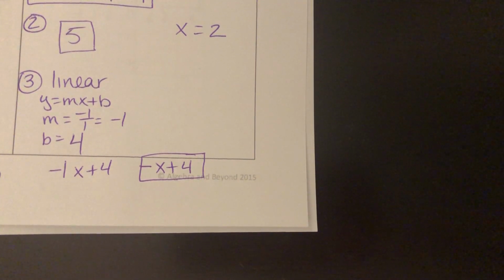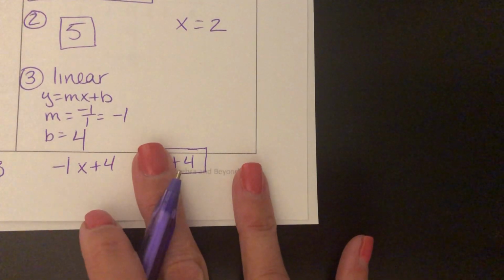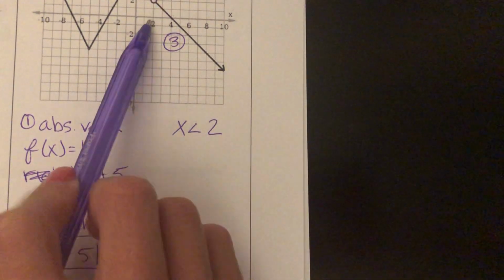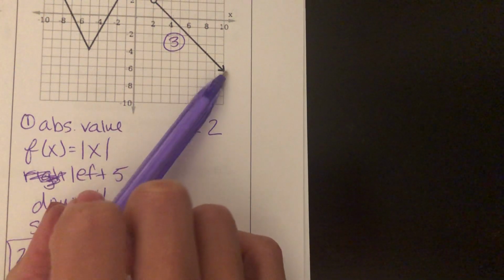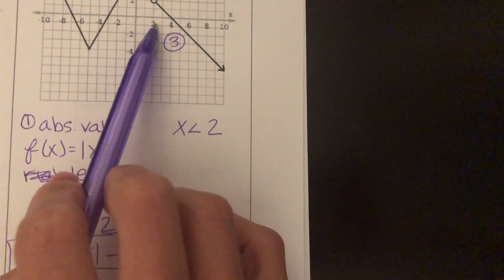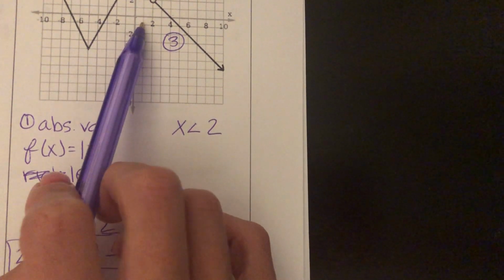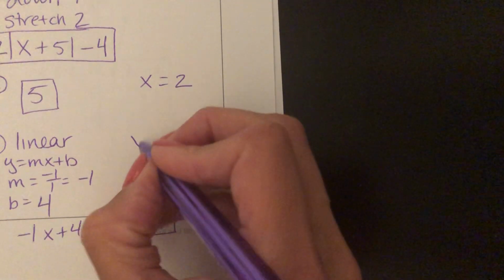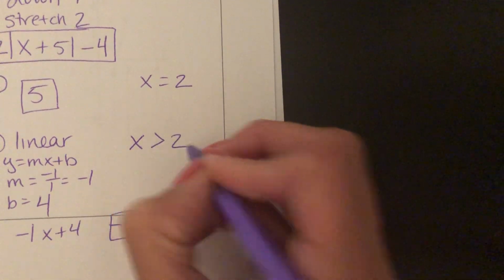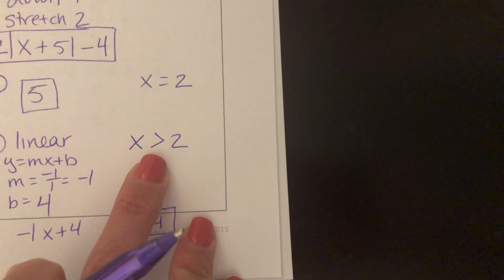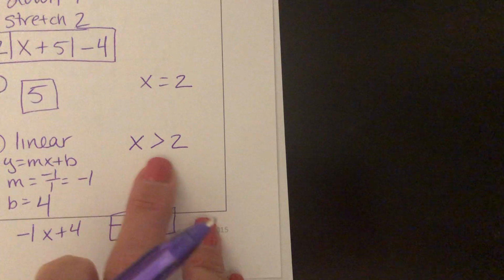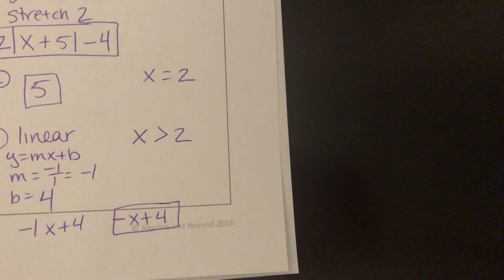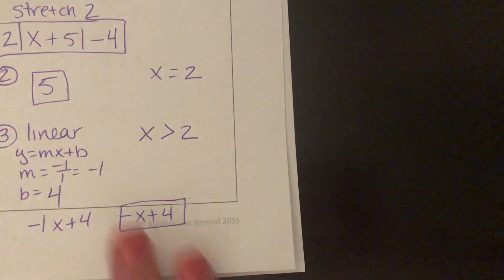And then, oh, I forgot to do the domain. So let's go back and get the domain. So it's at 2 here, and it's going towards positive infinity. So that means it's going to be greater than 2. So x is greater than 2. It's open. Open gets no or equal to.